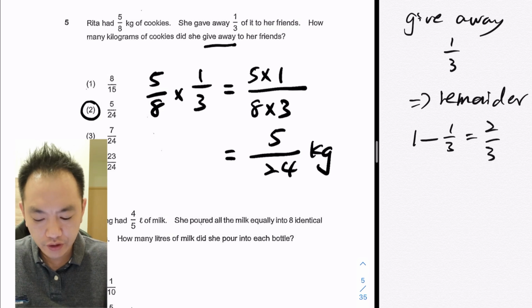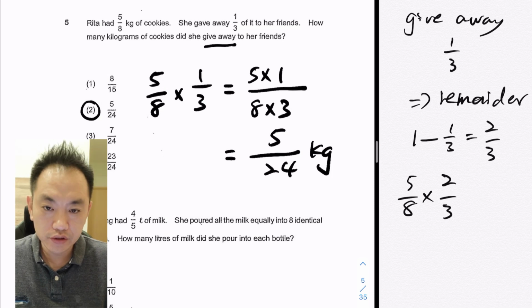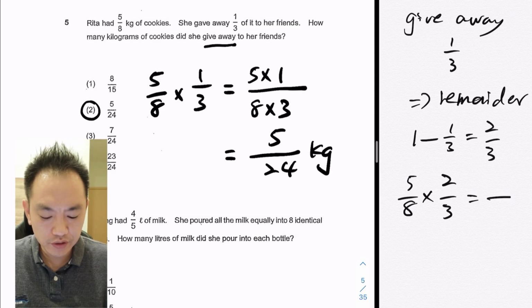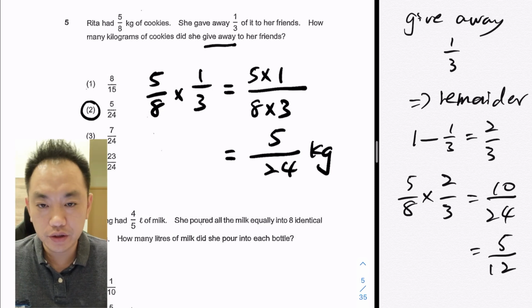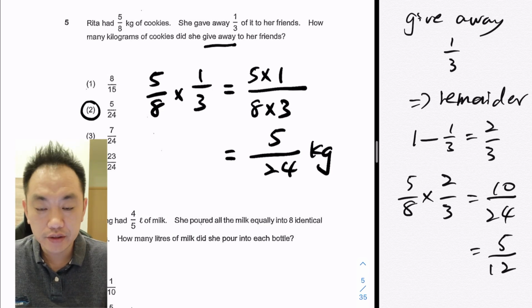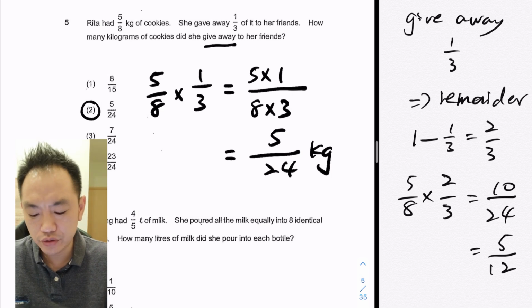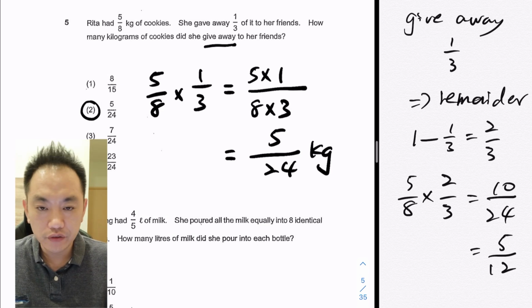So if you want to find out how much of the cookie was remaining, you take the original cookie times the remaining portion, which was 2 out of 3. Then that will give you the answer, which is 10 out of 24, or you can simplify it as 5 out of 12. But in this case, the question was simply asking how much she gave away. So you just took the 5 out of 8 times 1 out of 3. That will give you the answer.